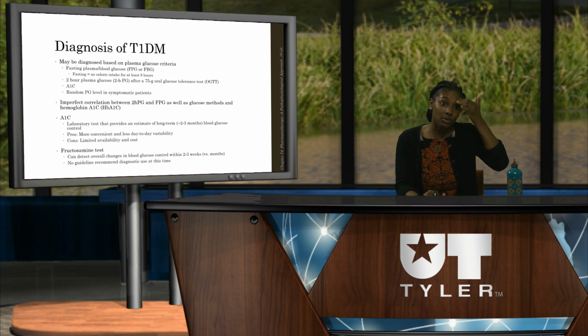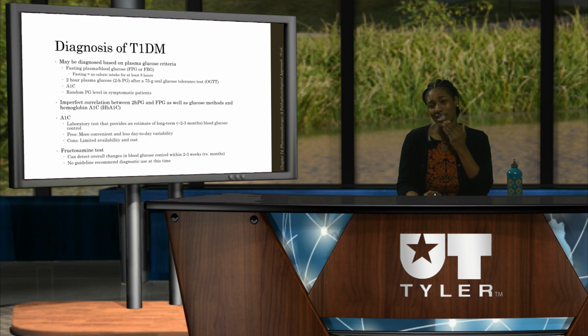And then there's also the fructosamine test, which really isn't used very often, but it is one that I just want you to know that it exists. And it's very similar in what it does to the A1C, except it can detect changes in blood sugar over 2 to 3 weeks versus the 2 to 3 months for the A1C. So if you want an even quicker snapshot of what the blood sugars have been running, you can do a fructosamine test. And again, this is going to require you to come into the clinic or the hospital. And there really aren't any guideline recommended diagnostic use for this at this time, but it is another test that exists.